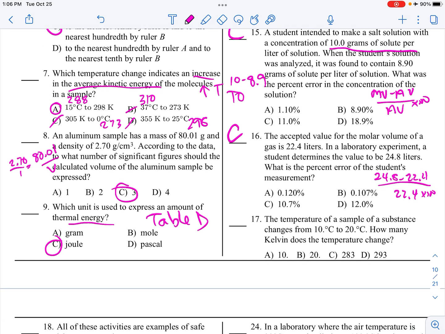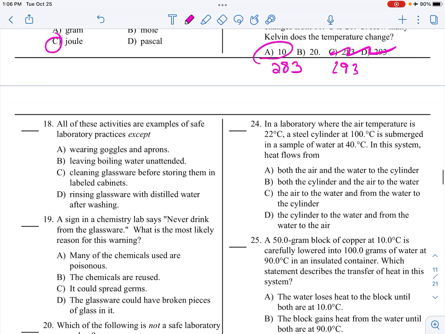The temperature of a sample changes from 10 degrees Celsius to 20 degrees Celsius. So T final minus T initial is 10. How many Kelvin does it change? Well, if I made 10 degrees Celsius, that would be 283, and then this would be 293. T final minus T initial is also 10. This does not mean take 10 and make it Kelvin. This is just what is the change. The change is the same.